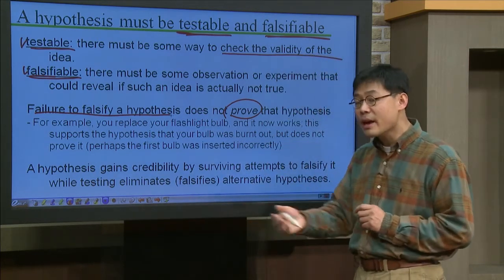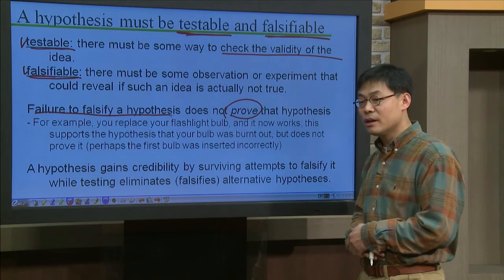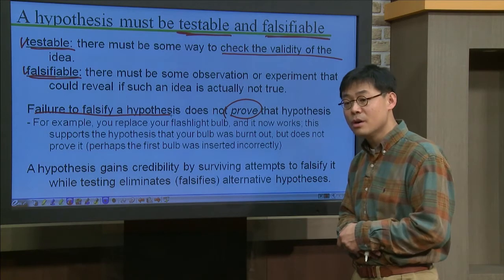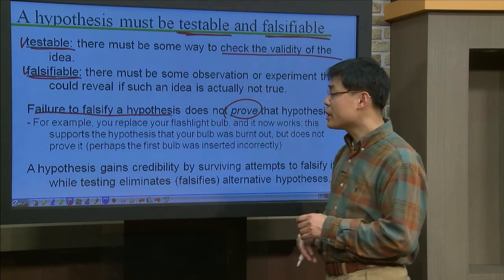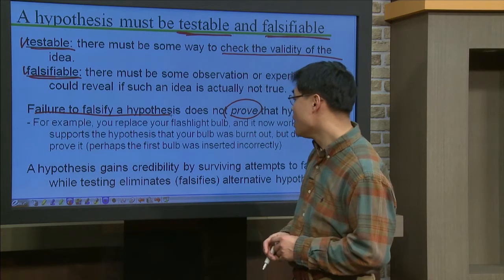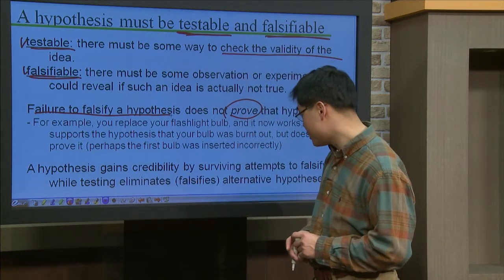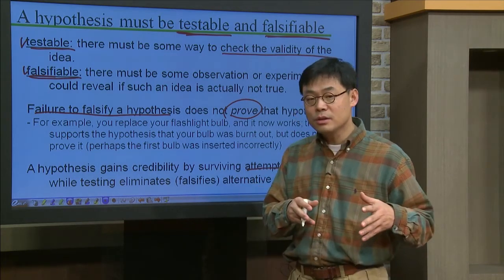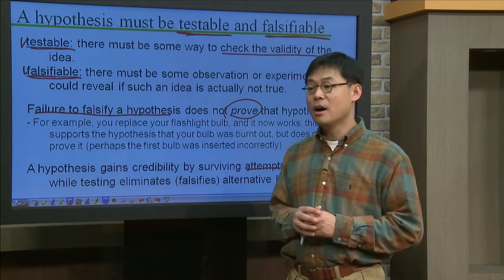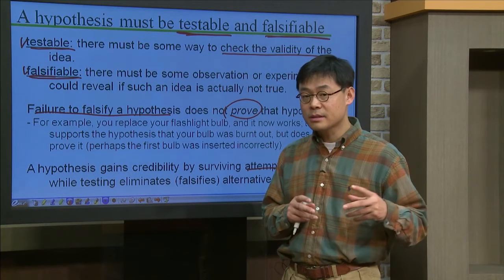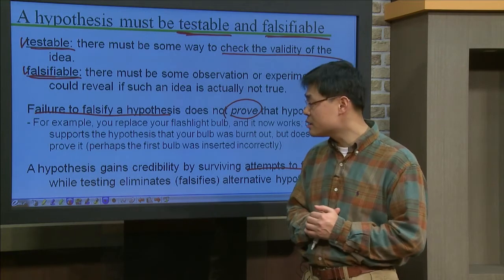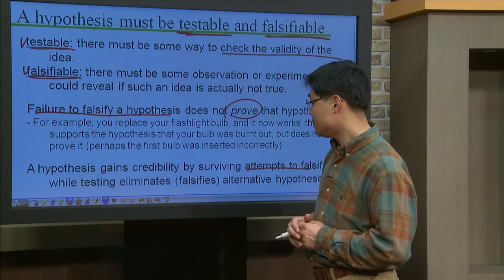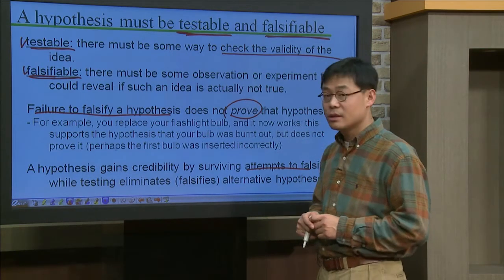Then how do you prove that? It's usually long and difficult to actually prove one observation. What you have to do is this: a hypothesis gains credibility by surviving attempts to falsify it. So you start up with many different hypotheses. If the hypothesis still survives all these tested predictions, then you may give some credibility to that hypothesis.